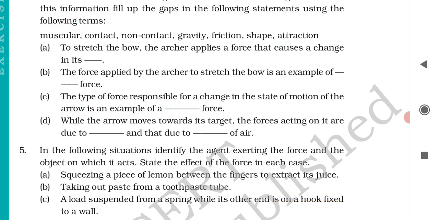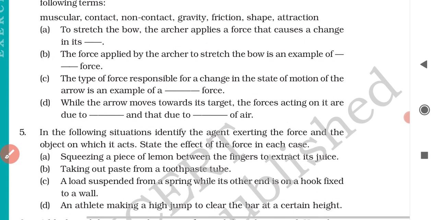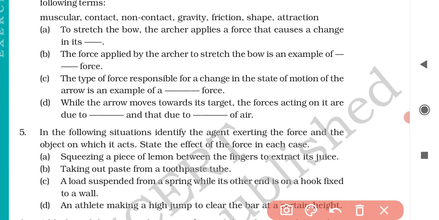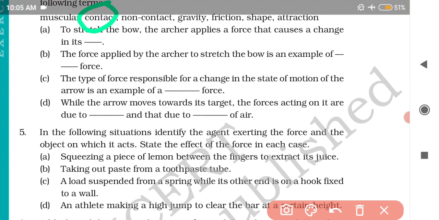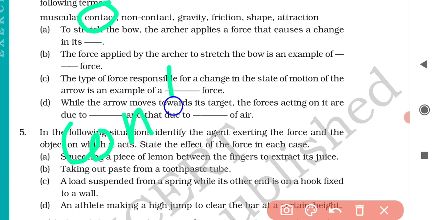Next, C: the type of force responsible for a change in the state of motion of the arrow is an example of a contact force. Clear? Because you have to apply what? Muscular force, right? So muscular force is an example of which type of force? Muscular force is an example of contact force. So the type of force responsible for a change in the state of motion of the arrow is an example of a contact force. Clear?